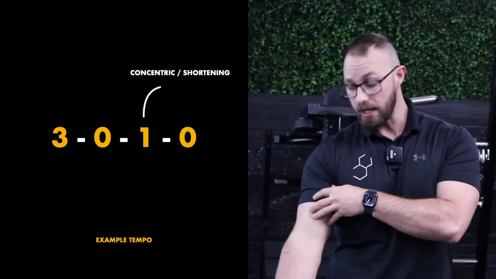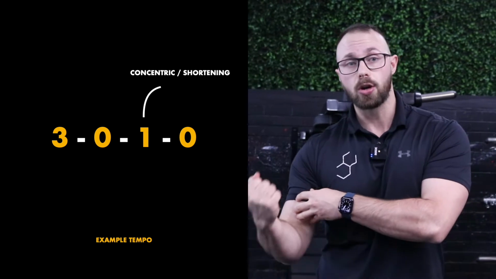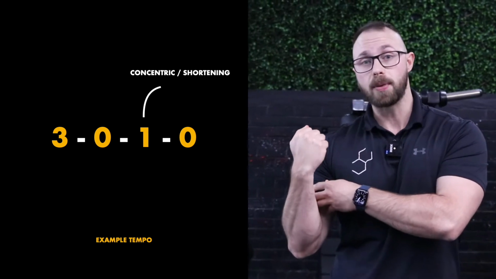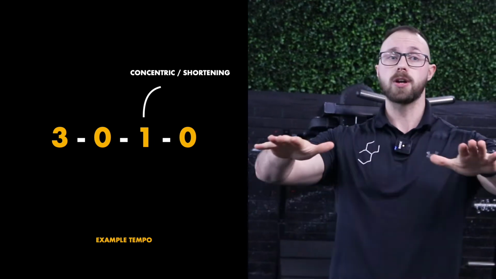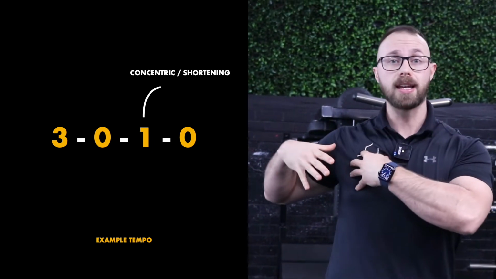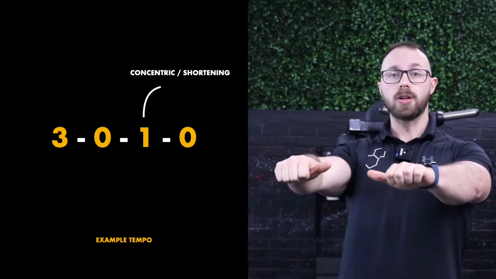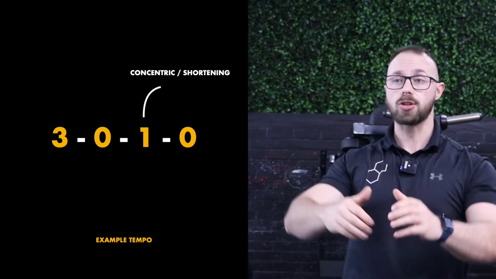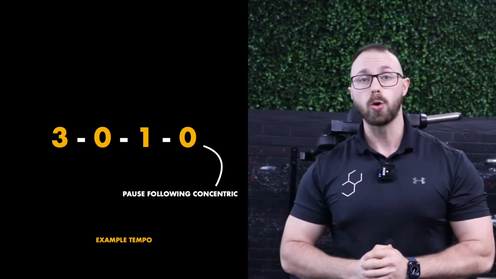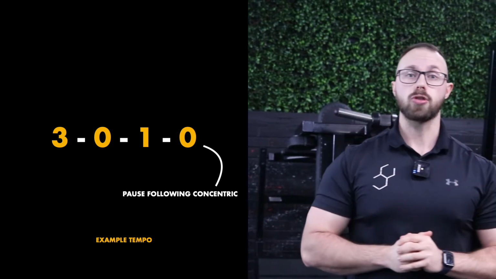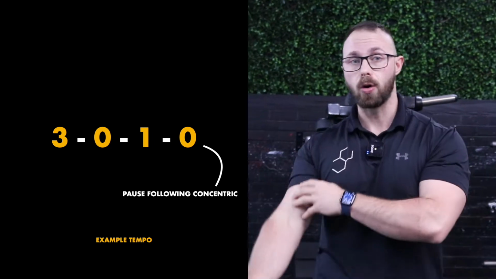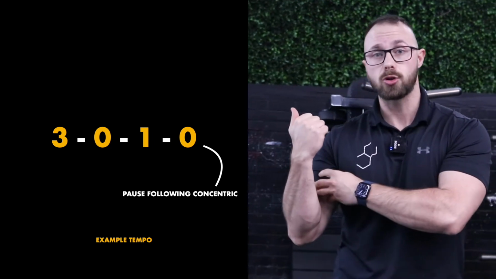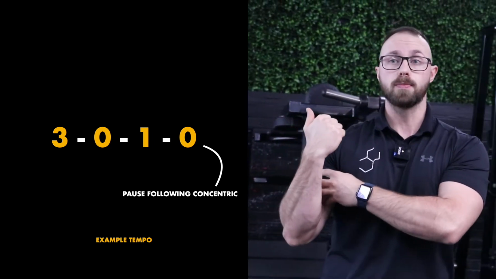So if we're looking at that bicep curl, concentric is as I curl the dumbbell or barbell or whatever I'm using up, I shorten the bicep. That's my concentric contraction. Or if we look at that chest press, as I was coming down, my pec was lengthening. As I push up, I'm shortening the pec. That's a concentric contraction. Our fourth number is the pause that follows the concentric contraction. So as I get to the top, my pec shortened, it's going to be the pause there. Or as I curl the bicep up and my bicep shortened, it's the pause in the shortened position there.